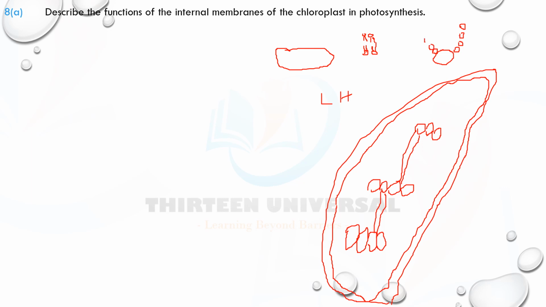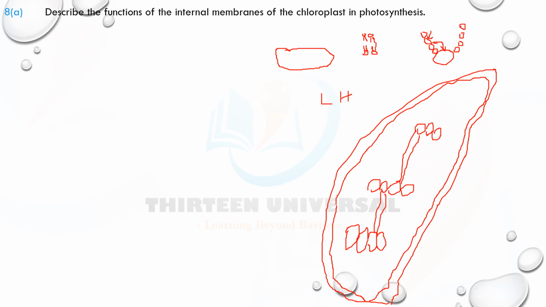Okay, so they have different roles. The accessory pigment absorbs wavelengths that the primary pigment cannot absorb, and then transfers the energy to the primary pigment. So it has two roles: absorb wavelengths that the primary pigment cannot absorb, and then pass the energy on to the primary pigment. Don't forget that. Do not forget that.